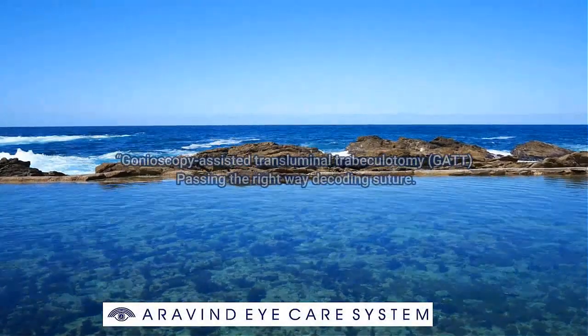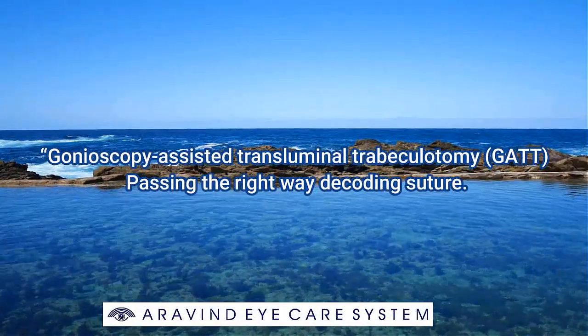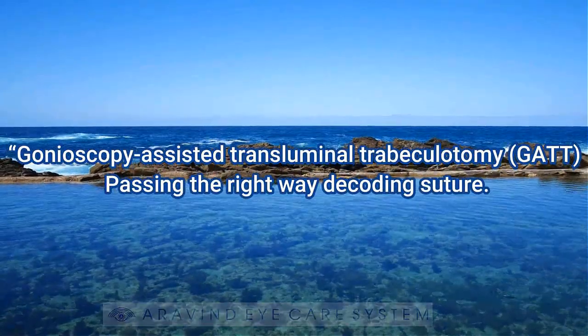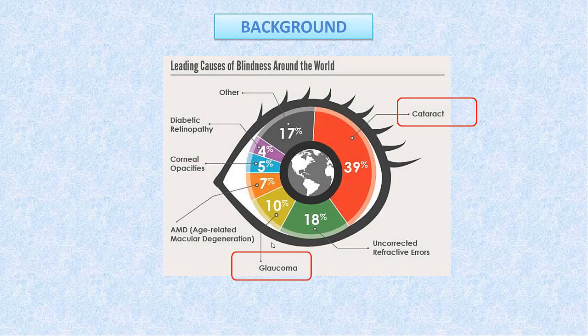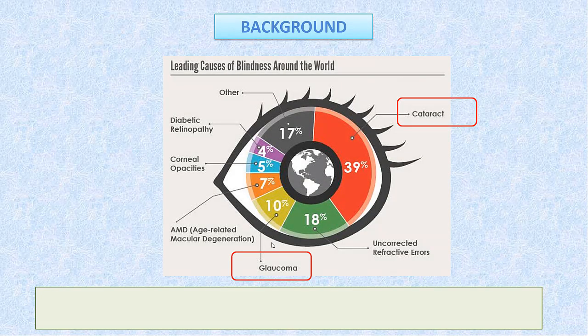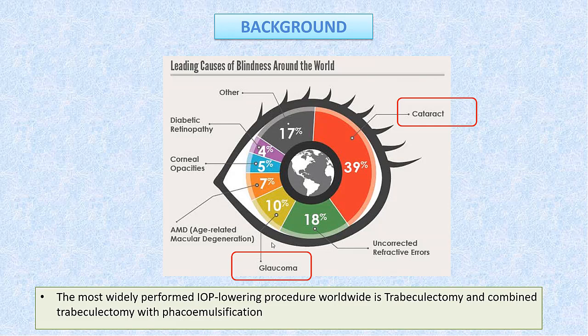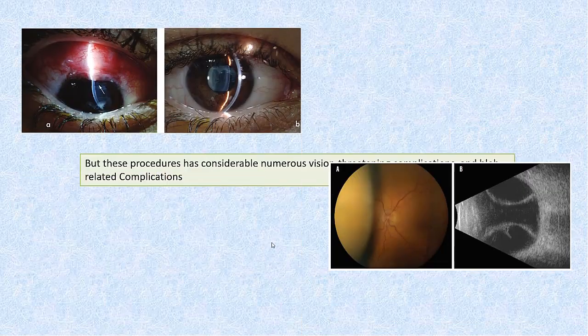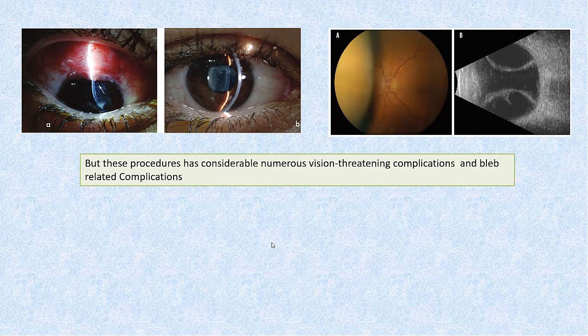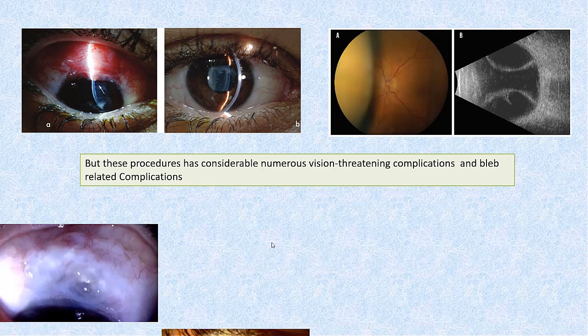Gonioscopy assisted transluminal trabeculotomy, passing the right way, decoding the suture. Cataract and glaucoma are the most common causes of blindness around the world. The most widely performed IOP lowering procedure worldwide is trabeculectomy, and trabeculectomy combined with phacoemulsification. But this procedure has numerous vision-threatening complications and bleb-related complications.